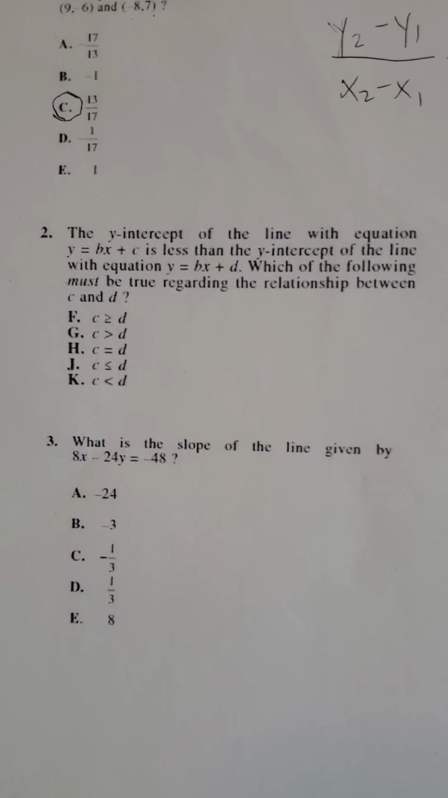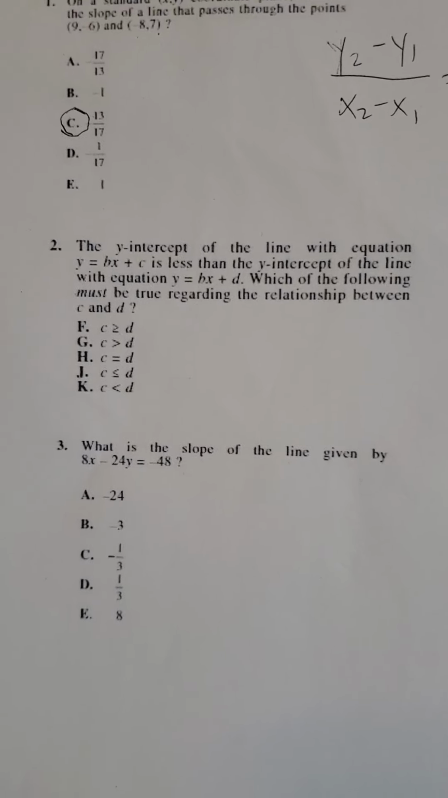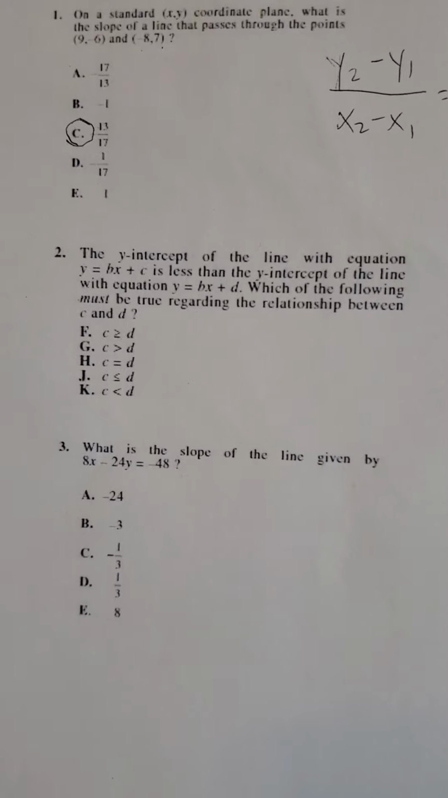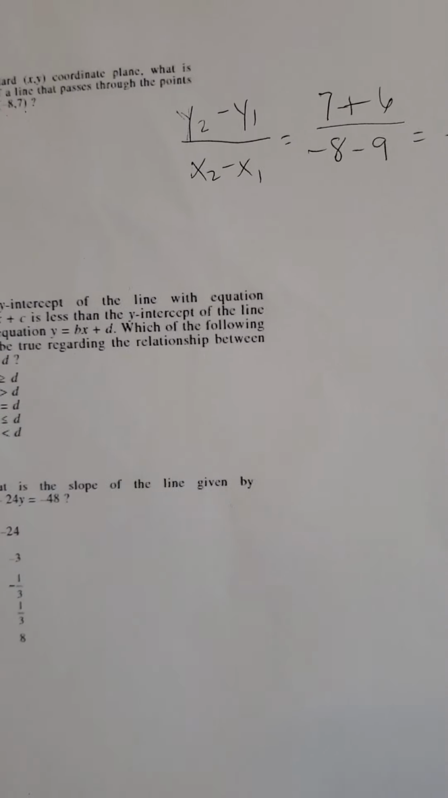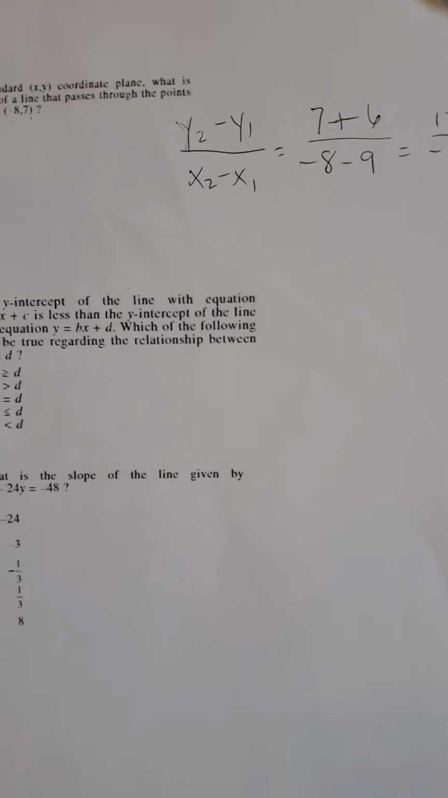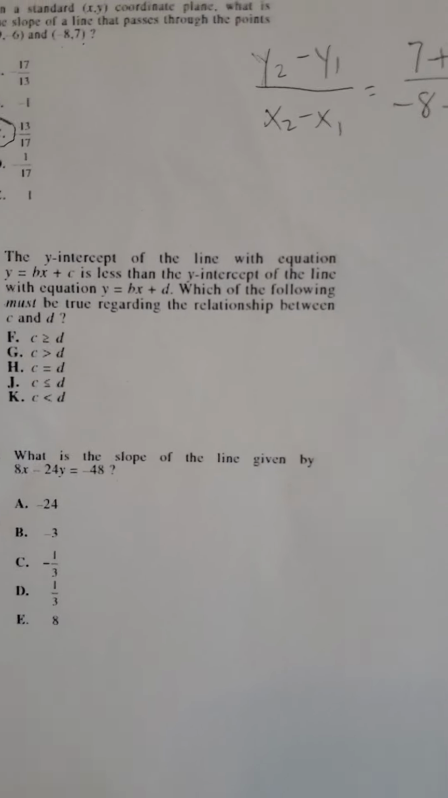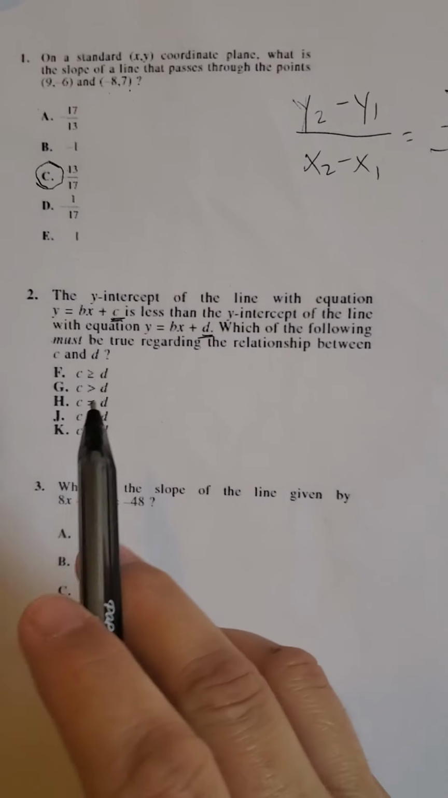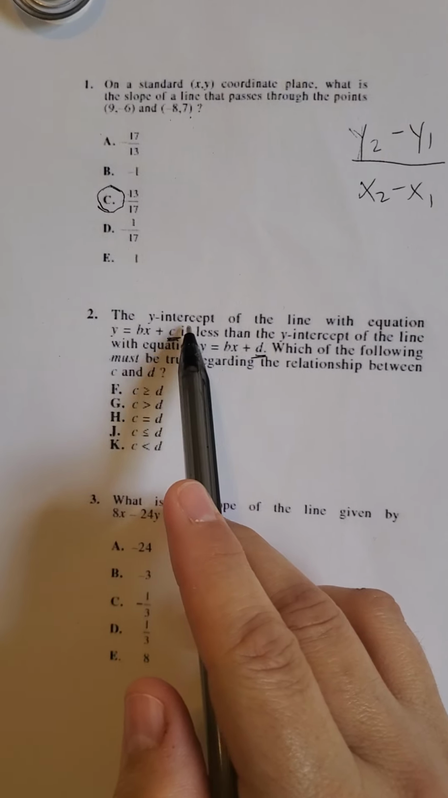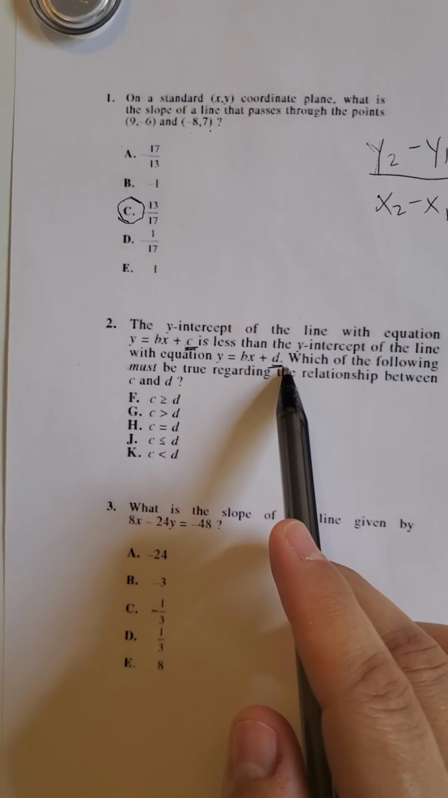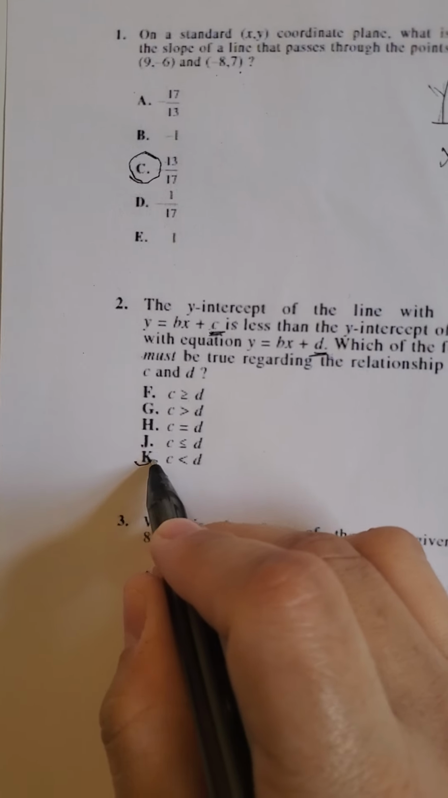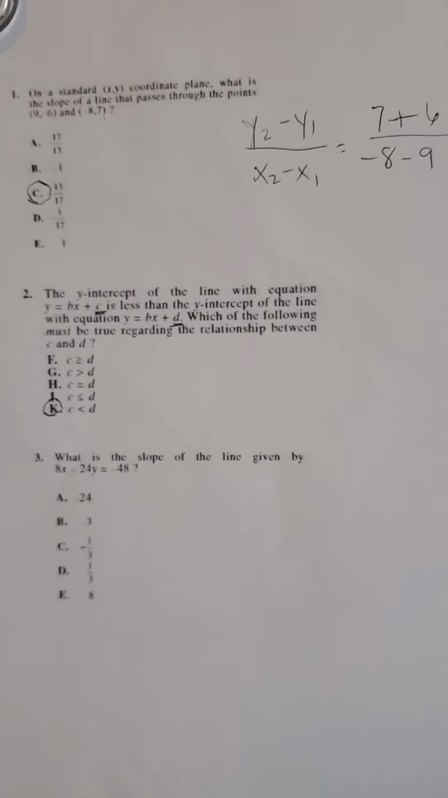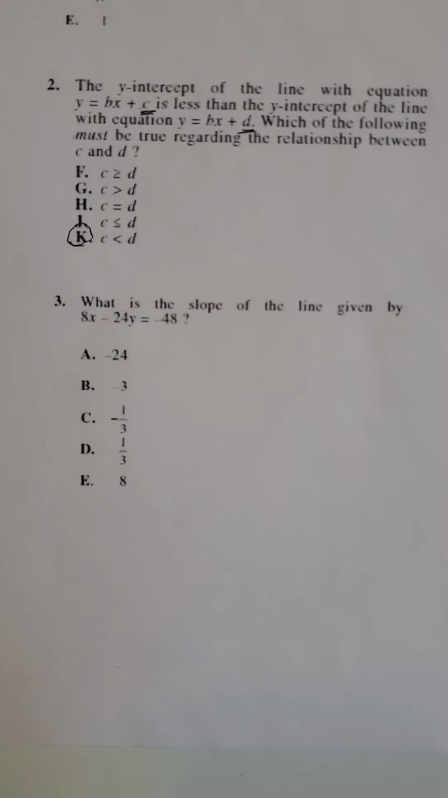All right, number 2. The y-intercept of the line with the equation y equals bx plus c is less than the y-intercept of the line with the equation y equals bx plus d. Which of the following must be true regarding the relationship? Okay, if they're talking y-intercept, that's this right here, c and d. So that's all I really need to look at. If this one is less than this one, then C is less than D. So the only one that says that is K, all right? C is less than D. It's not going to be greater than, okay? If it says it's less than, then it's less than. Don't change anything up, okay?